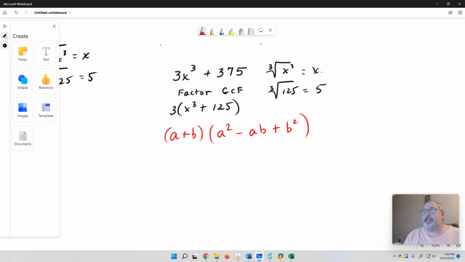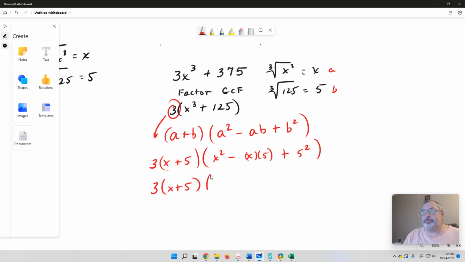And so I'll just fill this in. This is a, this is b. So I have x plus 5, and I bring my common factor down. So that's going to be there. And then we have a squared, which will be x squared in this case, minus a times b, which will be x times 5, and then plus b squared, which is 5 squared. So kind of similar to the last one, just a plus sign instead of a subtraction sign, so you can see the different patterns. And again, we're just simplifying these things.